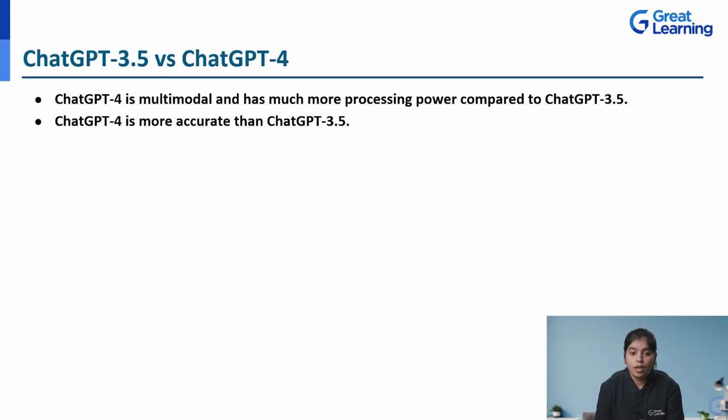In ChatGPT 4, you'll be able to apply more advanced features, such as uploading images and uploading the whole data set. So not just text, but you can apply more advanced features using ChatGPT 4, which we cannot do in 3.5. The second difference is that ChatGPT 4 is more accurate than ChatGPT 3.5.